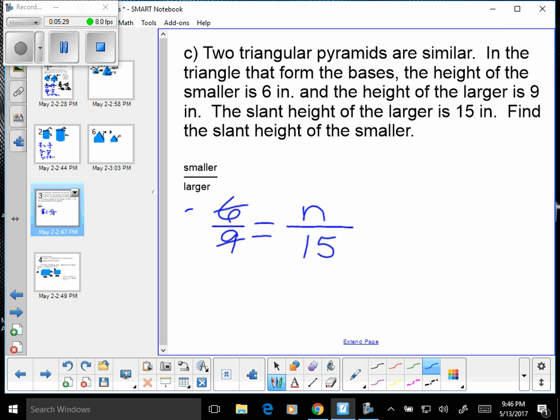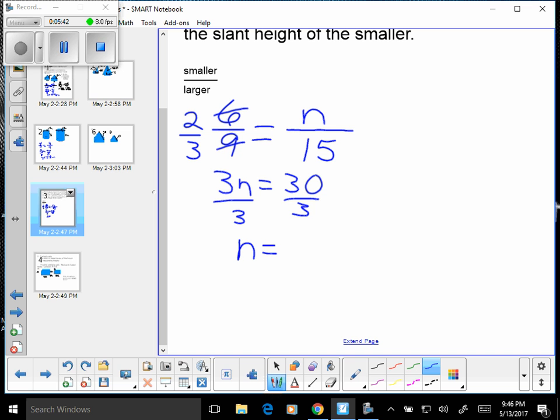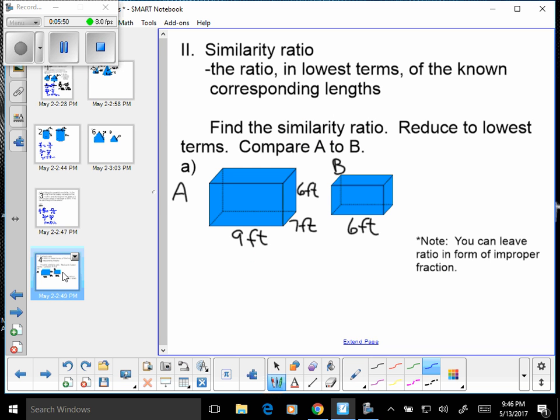I can take a 3 to reduce and get 2/3. 3n is going to equal 30 on my cross product. And it's pretty obvious here that you really don't need a calculator to solve this one to get 10 inches. That's the first part of what you're going to do.